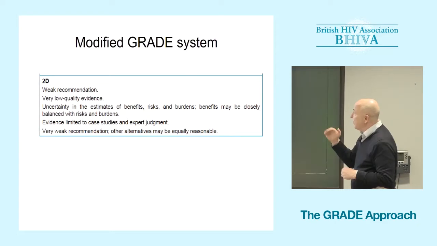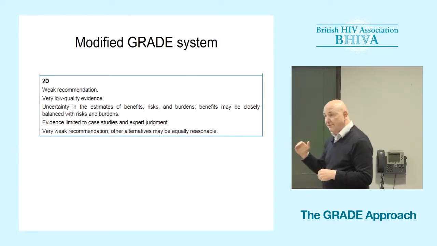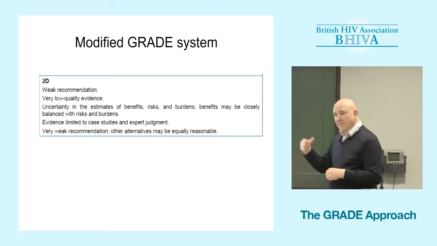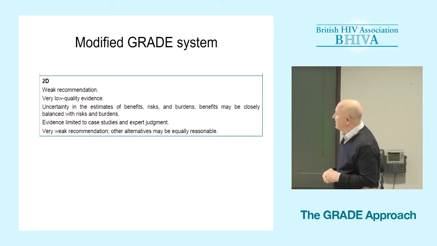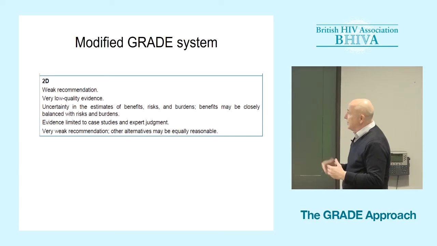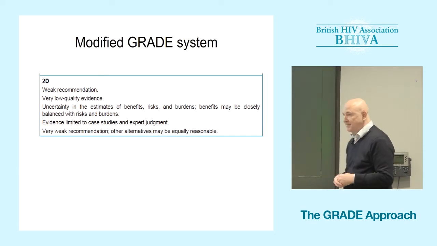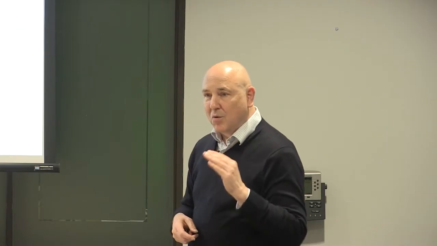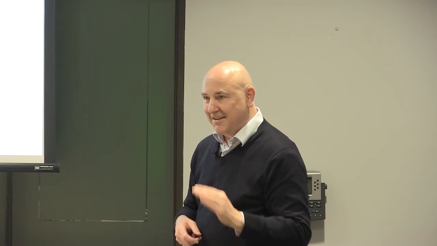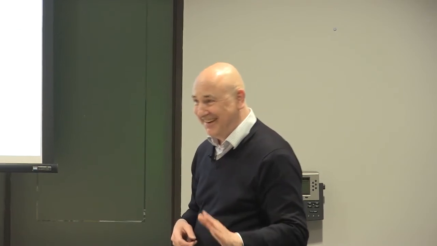So a 2D recommendation will be a weak recommendation. It's very low quality evidence by the measures that we've looked at. There's uncertainty in the estimate of benefits, risks and burdens. Benefits may be closely balanced with risks and burdens. Evidence may be limited to case studies and expert judgment. Expert judgment is quality evidence D. It is not quality evidence A, it's quality evidence D. And with a very weak recommendation, alternatives may equally be reasonable.